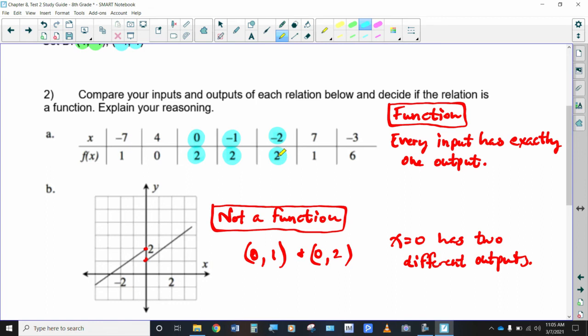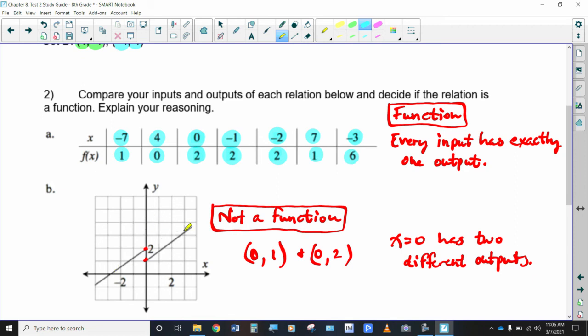That is totally fine. You don't have any situations where you hit a 0 and you got anything other than 2. There's no evidence of hitting a negative 2 and getting anything other than 2. So this is a function. Every one of these inputs has its own unique output.